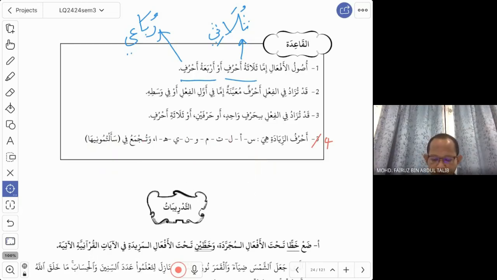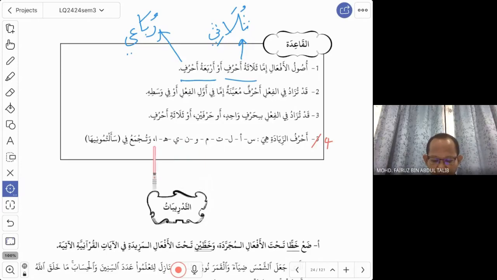Okay, but if you look at the examples again, you will only see some of these letters. Yes, we have the letter sin as the additional letter in the fi'l. Hamzah, yes, we have that. Lam, I don't think we have lam in the previous examples, right? We don't see this lam. Ta, yes, we have ta. Mim, I don't think so. We don't see this mim.